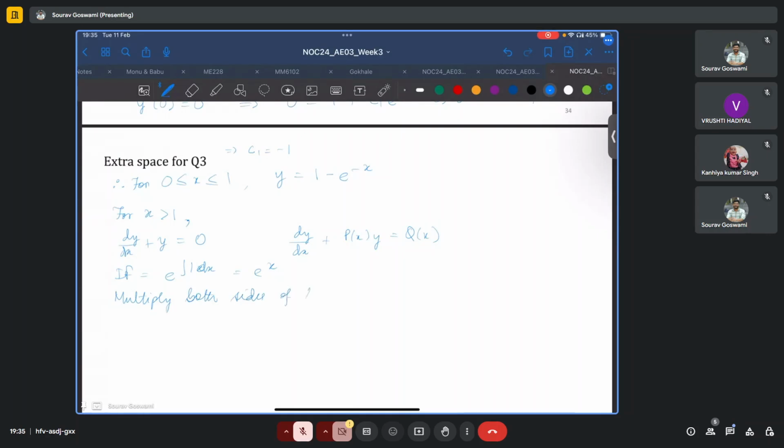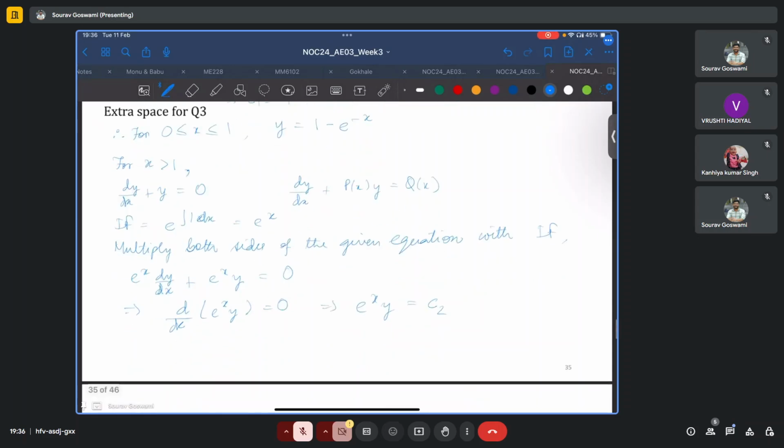both sides of the given equation with the integrating factor to obtain e power x dy/dx plus e power x y is equal to 0 times e power x, which is still 0, or d/dx of e power x times y is 0, or e power x times y is some constant c2, which gives y equals c2 times e power minus x.